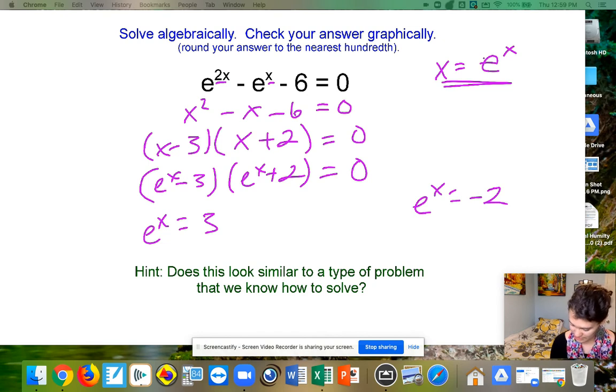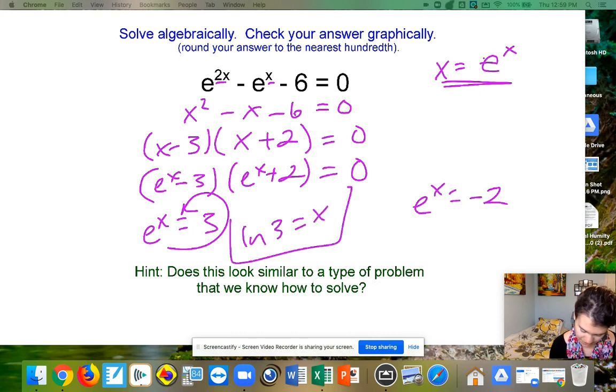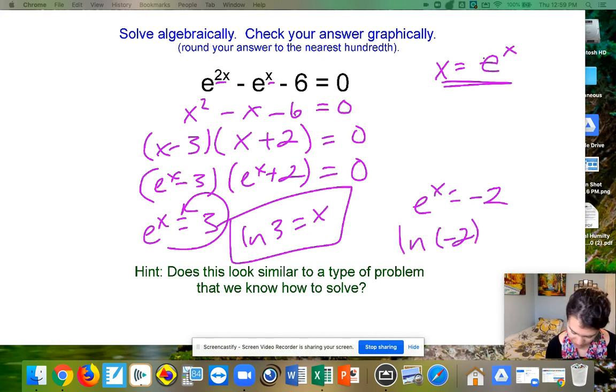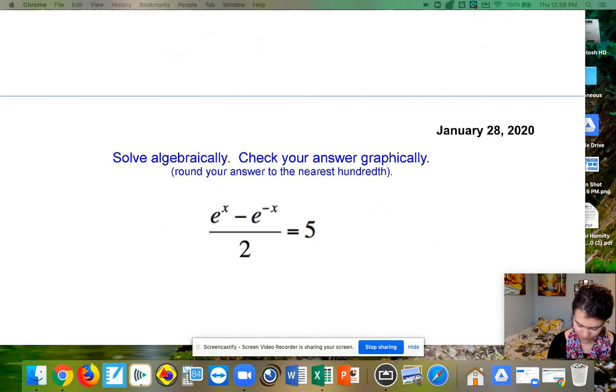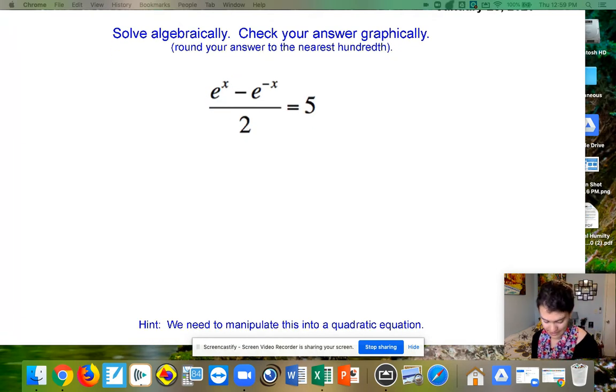So if you rewrite this as a logarithm, we'll get the ln of 3 equals x. That one's positive, so we're good. Then here, rewrite this, we have ln of negative 2 equals x. You can't take the ln of a negative number. That's not possible, so this one doesn't work. Okay, we have two more examples.